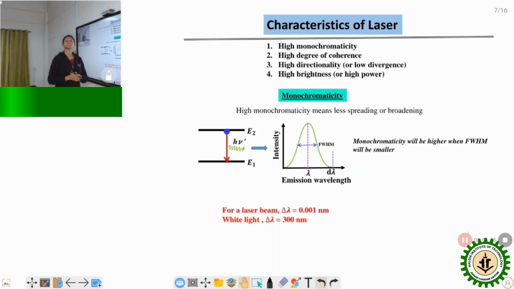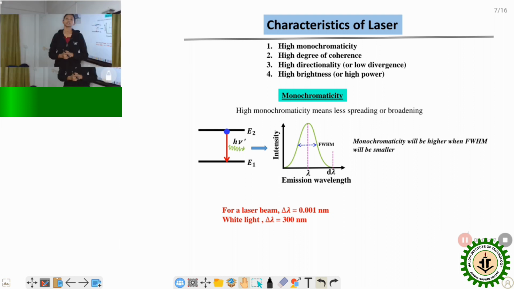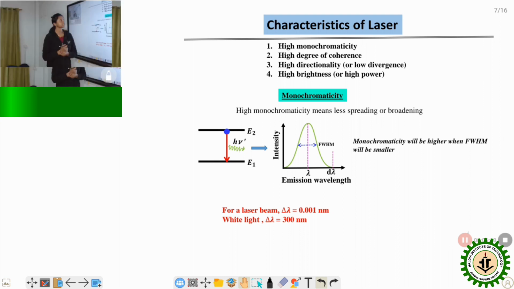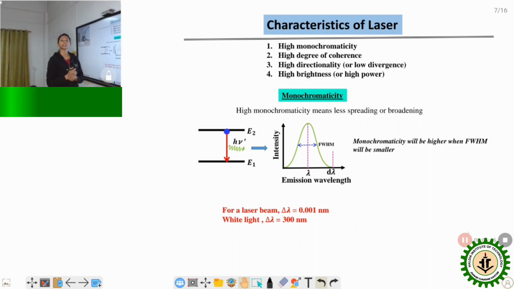Now the characteristics of laser. What are the characteristics of laser? First, they are highly monochromatic. Second, a high degree of coherence. From the last slide, we have seen that they are also highly directional, and their brightness is very high. These are the characteristic properties of laser.